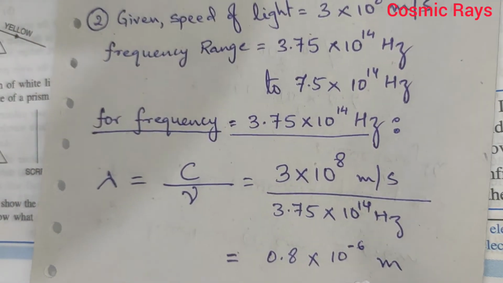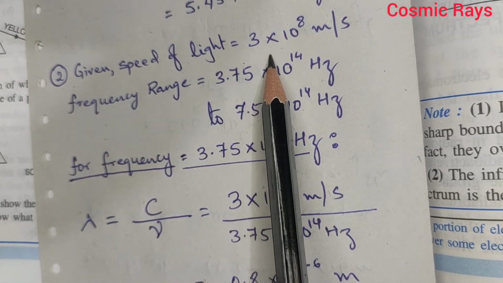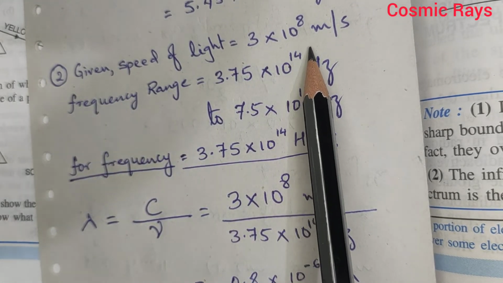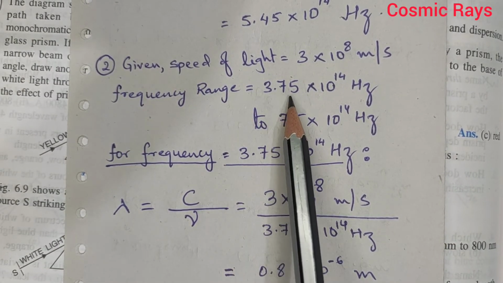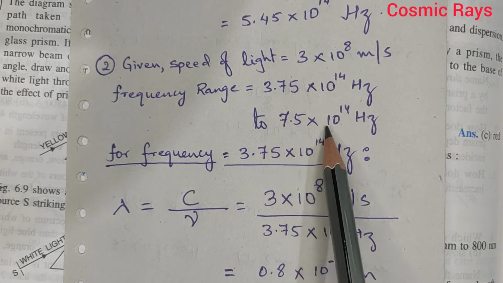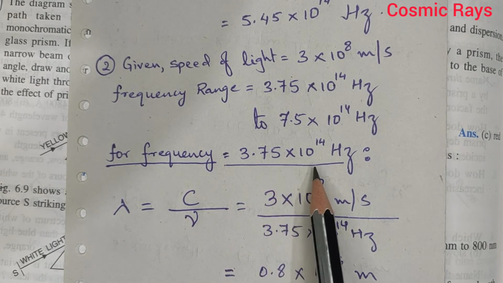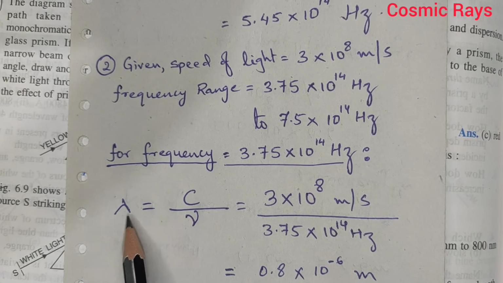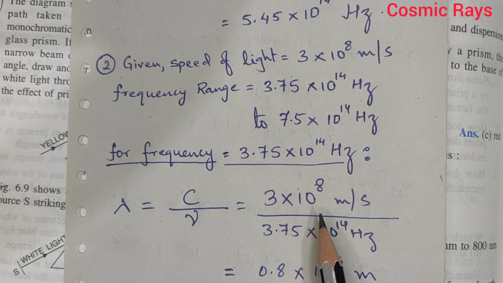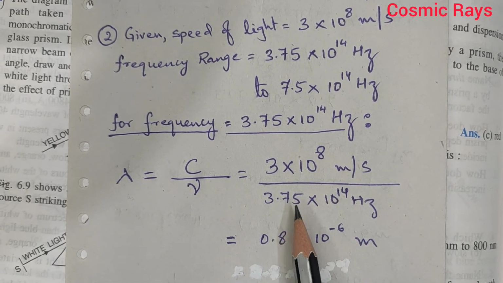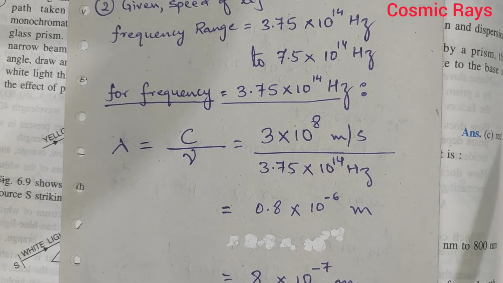So here if you check, we have written the given things. Speed of light is 3 into 10 raised to the power 8 meter per second. Then the frequency range is from 3.75 into 10 raised to the power 14 to 7.5 into 10 raised to the power 14 hertz. So first of all we take the frequency 3.75 into 10 raised to the power 14 hertz. For this the wavelength is equal to speed of light divided by the frequency. So speed of light is 3 into 10 raised to the power 8 meter per second, and the frequency that we are taking is the lower value, that is 3.75 into 10 raised to the power 14.